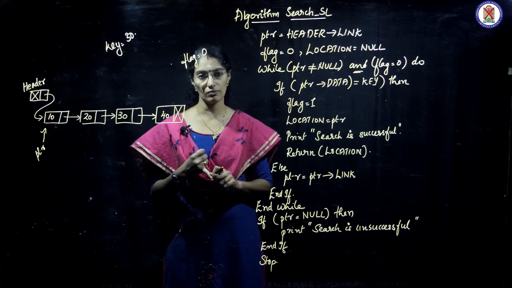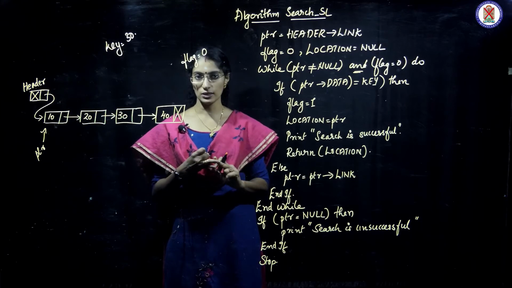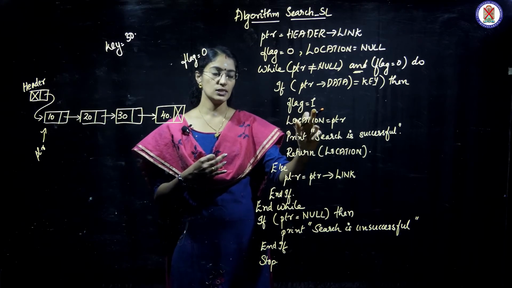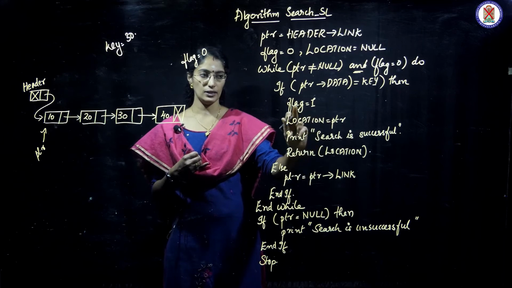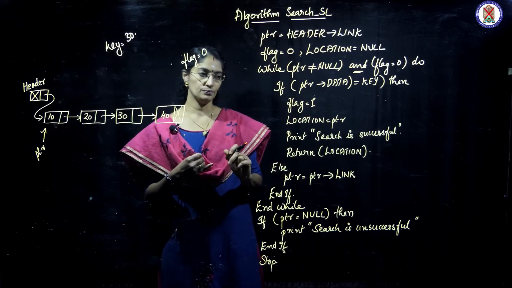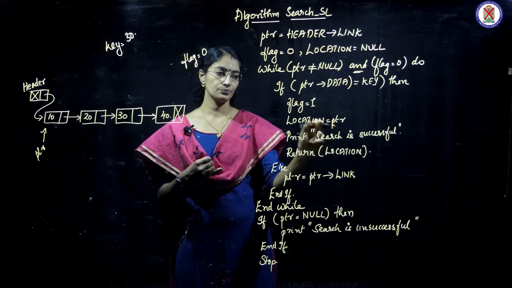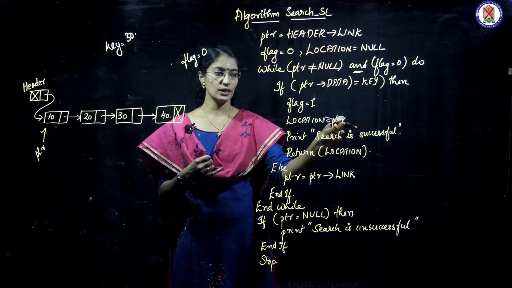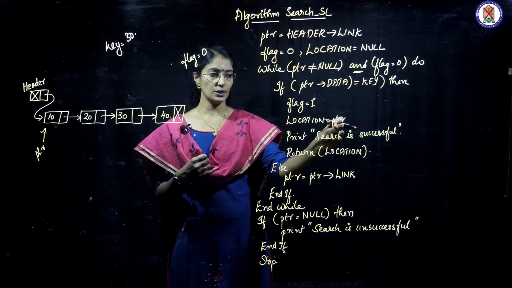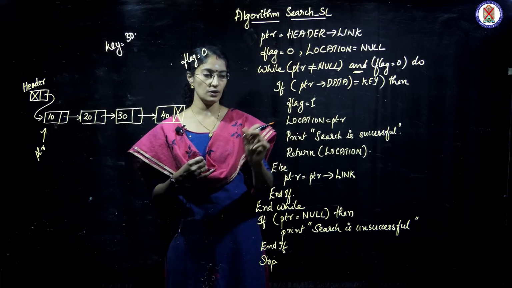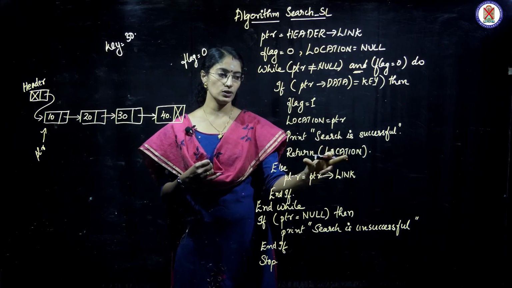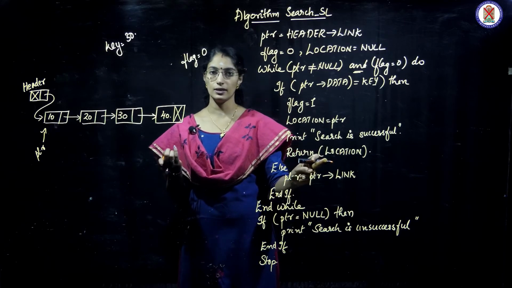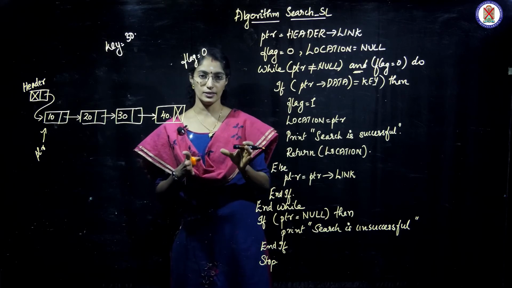Naturally you have to reset the value of the flag variable, you have to return the location, and also print that the search is successful. So first we will be resetting the value of the flag variable, and that flag variable will be set to 1. Then you have to give a value for the location variable. Naturally we will be having that in the variable ptr, and the ptr variable's address is given to the location variable. Next you give the print message and you return the location. So you will be returning the address of the present key data.